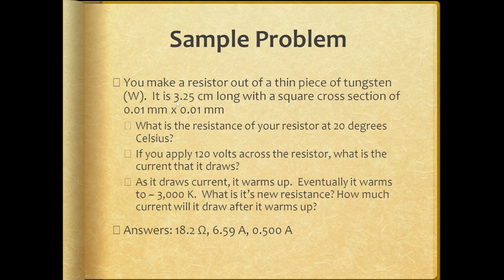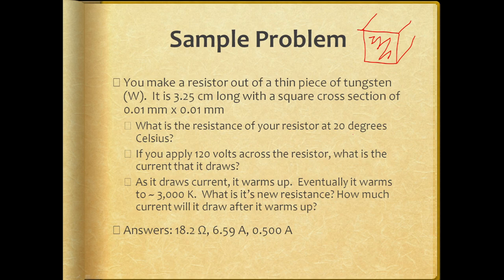Our resistor is going to be 3.25 centimeters long. It is a square cross section, so for simplicity's sake, this isn't a round wire. It's a blocky square wire, which can exist. It'll make calculating its cross-sectional surface area a little bit easier. So we know that cross-section is 0.01 millimeters by 0.01 millimeters. First question, what is the resistance of our resistor at 20 degrees Celsius?